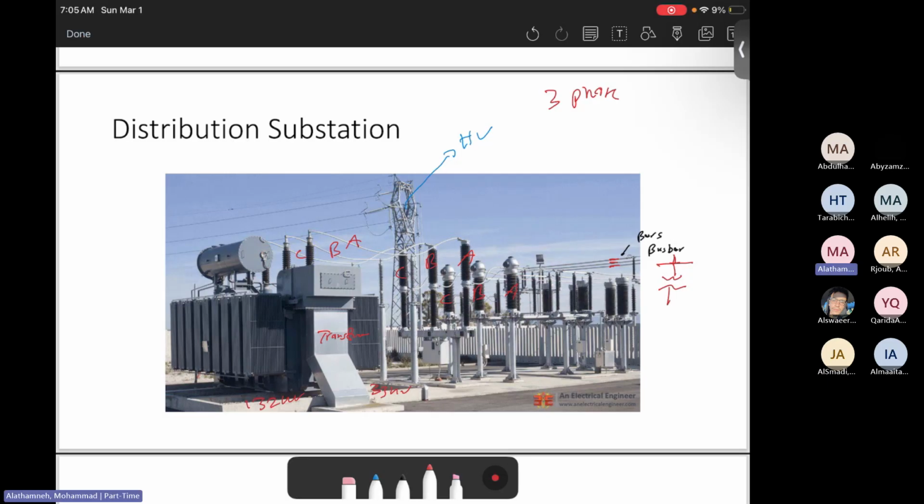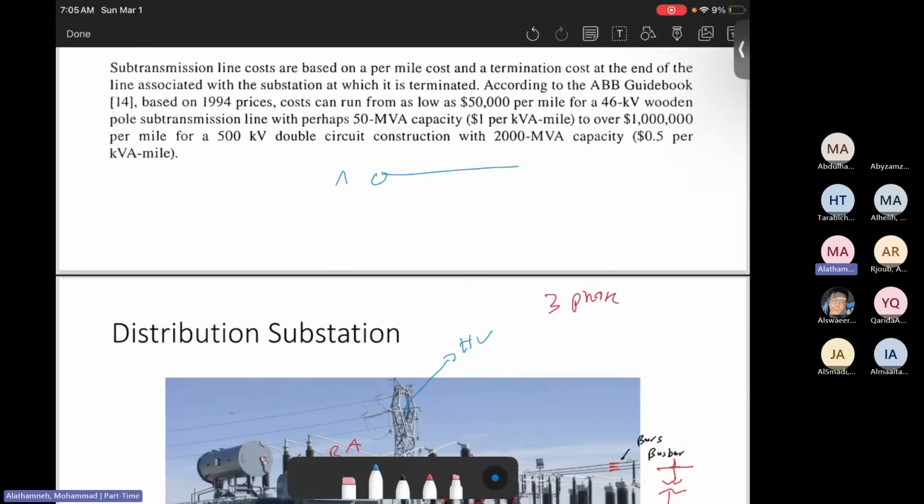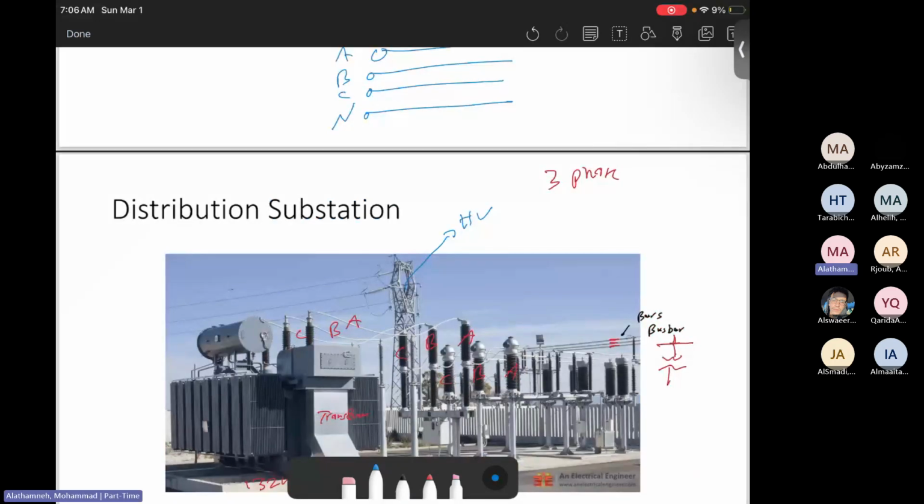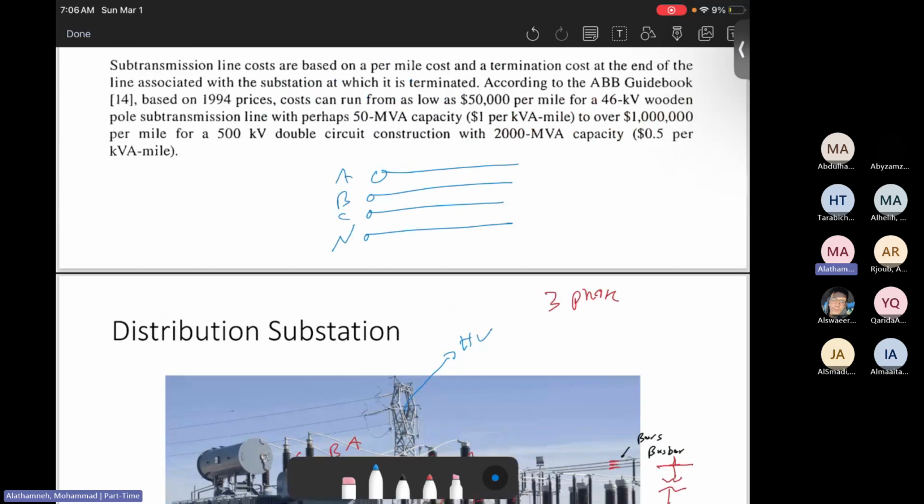How the transformer looks, what's inside the transformer, and the rest of the equipment, we will talk about later in deep detail. But again, this is based on a three-phase system. Now, there is something in mind. As we know, the three-phase system includes phase A, phase B, phase C, and neutral. So where is the neutral here? In this graph, we see only A, B, C. There is no neutral.